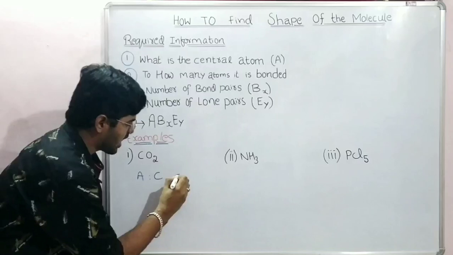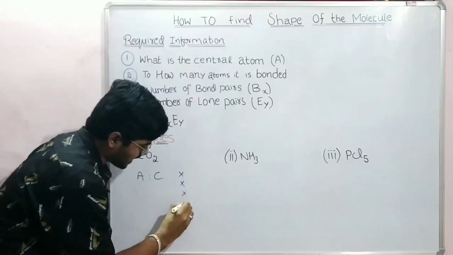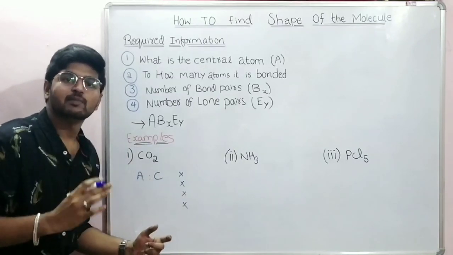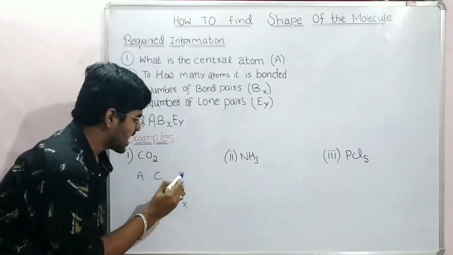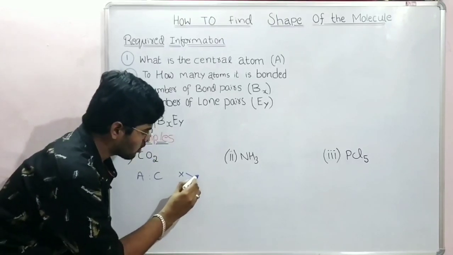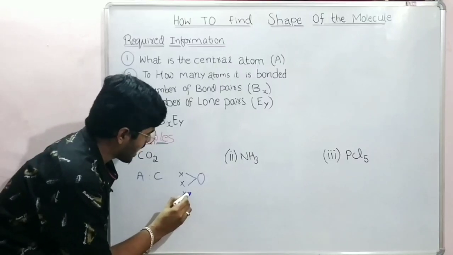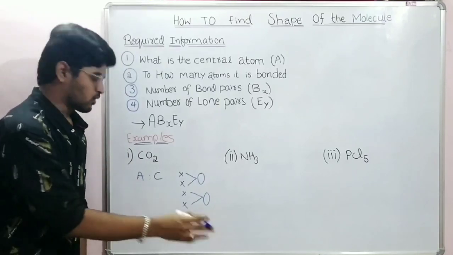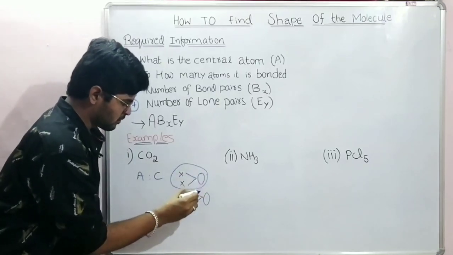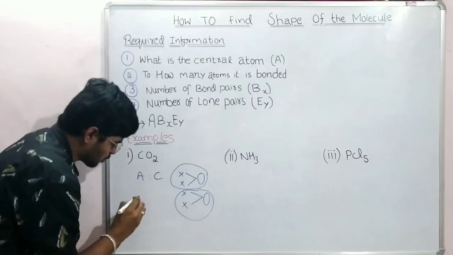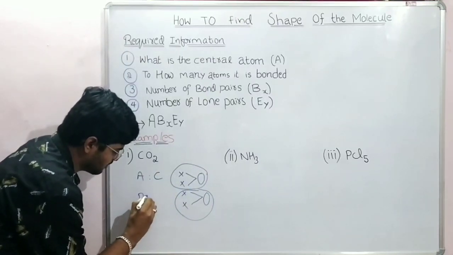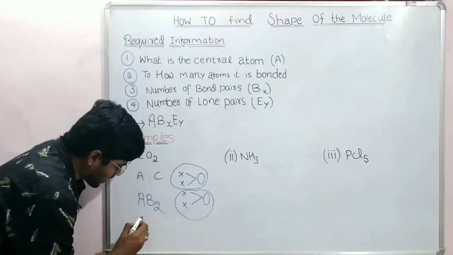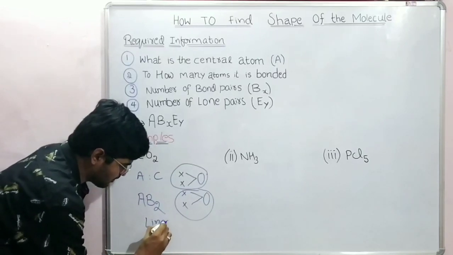We know that the valency of carbon is 4, so we can draw 4 electrons. With these valence electrons, it will form bonds. Now oxygen is divalent, and 2 oxygens are present. So one oxygen will form a bond with 2 electrons of carbon, and 2 oxygens will form 2 bonds with the 4 carbon electrons. So one bond pair, second bond pair. Therefore, central atom A, B2, and here no lone pairs. So here the geometry of the carbon dioxide molecule is linear.